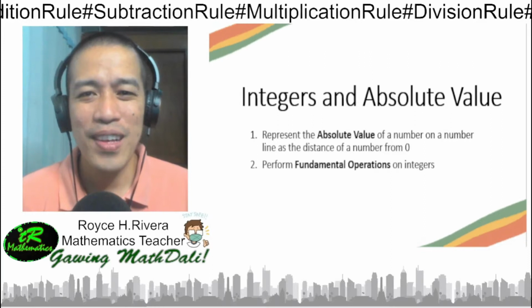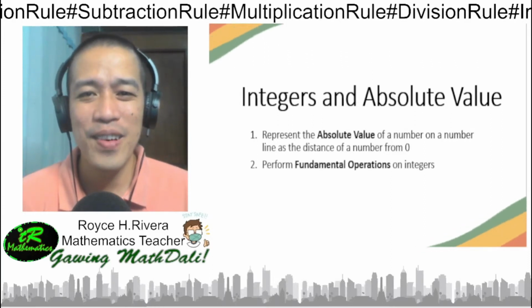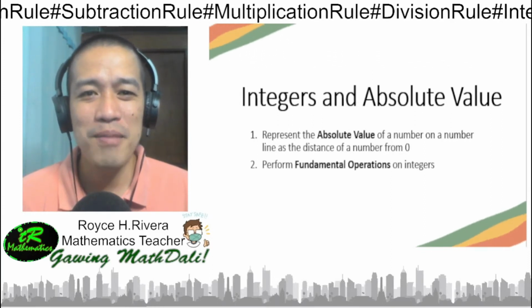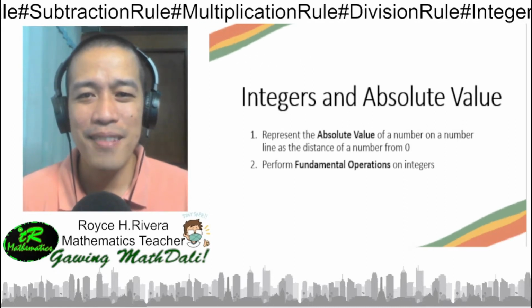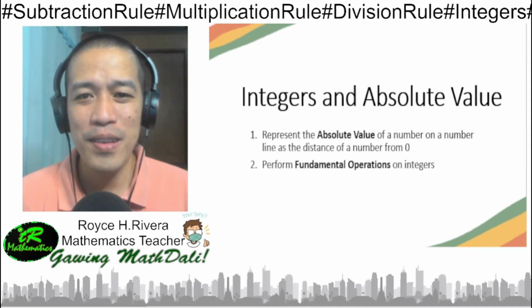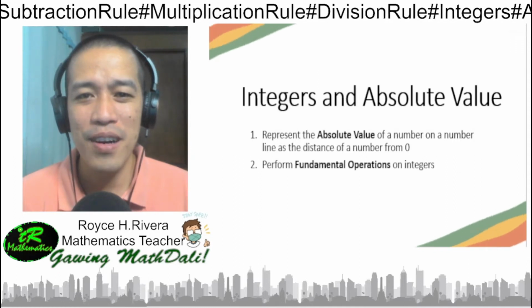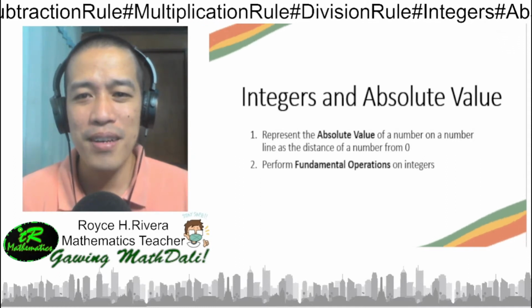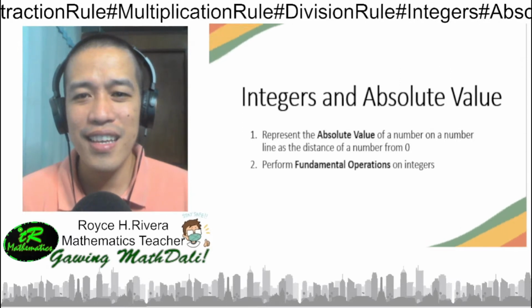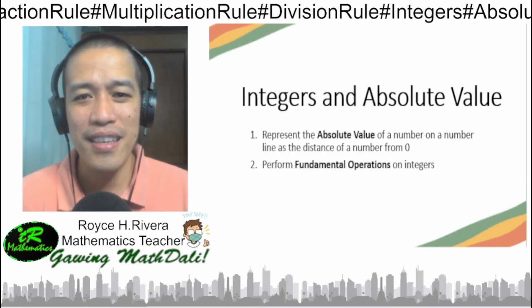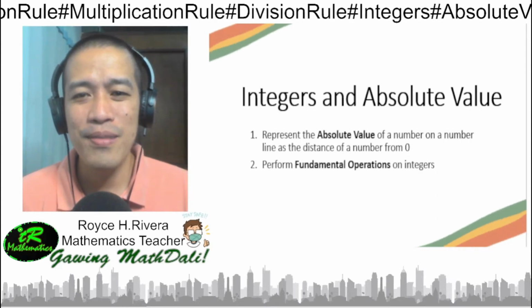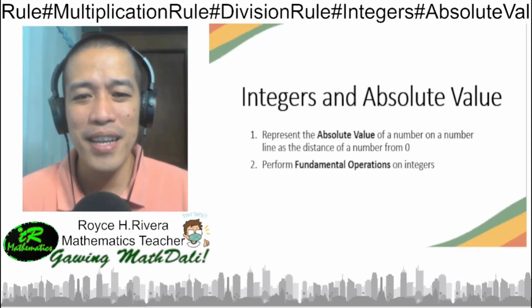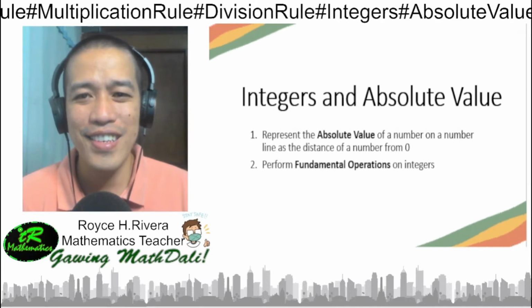Ngayong araw, ang pag-uusapan natin ay ang tungkol sa integers and absolute value. Our main objectives are: number 1, for you to represent the absolute value of a number on a number line as the distance of a number from 0. And number 2, for you to perform the fundamental operations on integers.